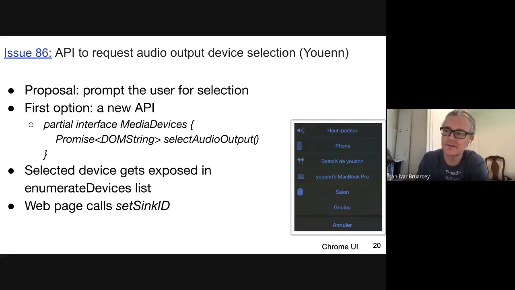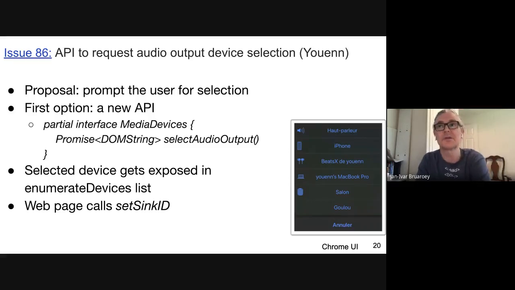And I don't know if you're going to get to persistence of IDs, but in the current proposal, it says in the spec that the IDs that are not listed in enumerate devices will not work with setSinkId. I have some concerns with that because, for instance, some browsers persist permission very easily and others do not.